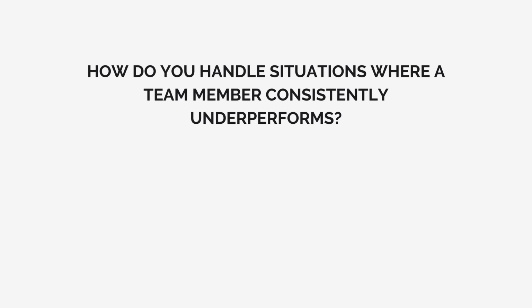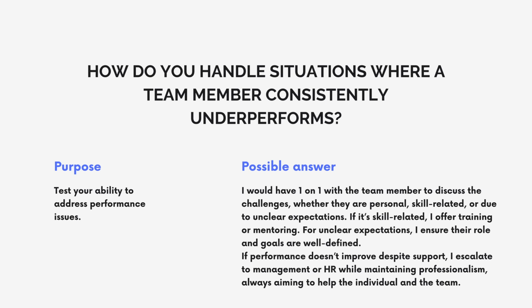Next up, how do you handle situations where a team member consistently underperforms? Here, the interviewer wants to test your ability to address performance issues. Possible answer could be that you start with a one-on-one with the team member to discuss the challenges. Is it because of personal issues? Is it due to skill-related or due to unclear expectations? If it is skill-related, you offer training or mentoring. If the expectations are not clear, then you ensure that their roles and goals are well-defined. And if performance doesn't improve despite your support, then you escalate to management or HR while maintaining professionalism. Remember that your aim is to help the individual and help the team.